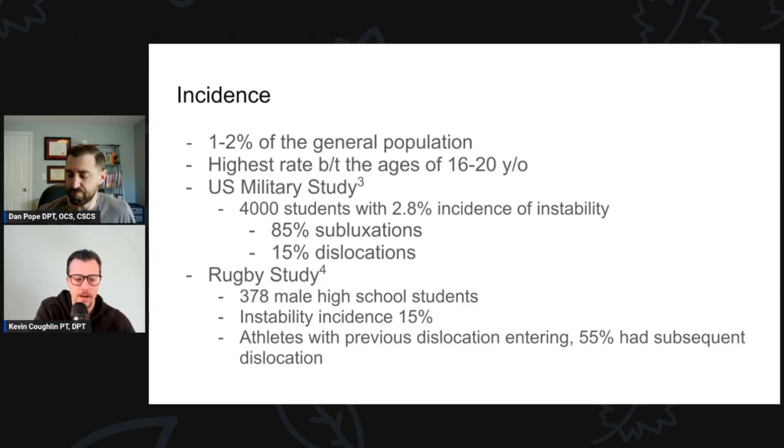So, I thought that was interesting. If you have someone come in with a dislocation who's playing a contact sport, unfortunately, there's a pretty high percentage chance that they could go ahead and have another dislocation, which means more instability, more tissue damage. Yeah, and that's kind of what I was speaking about previously.